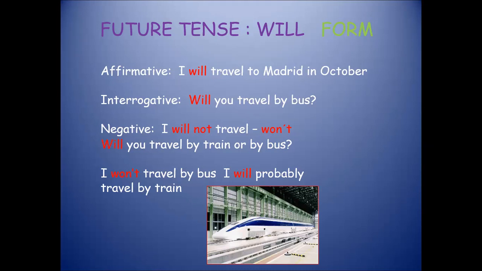And in the negative form, it is necessary to use will not or won't, that would be the contraction of the negative form of will not. Here we have an example. I won't travel by bus. I will probably travel by train.